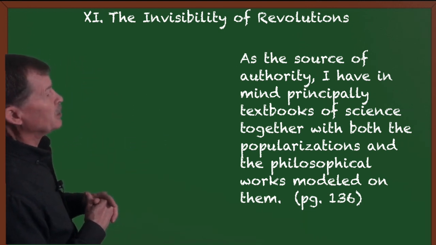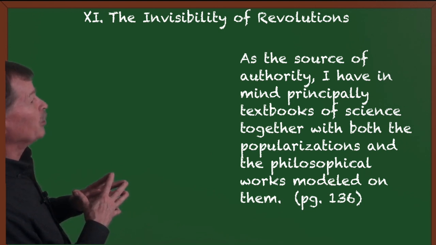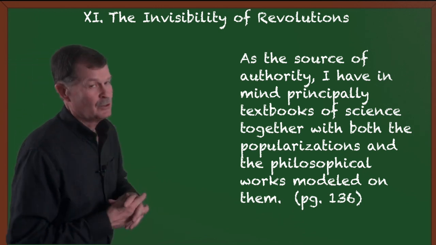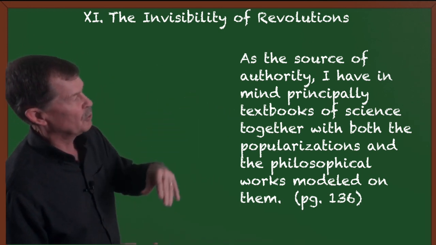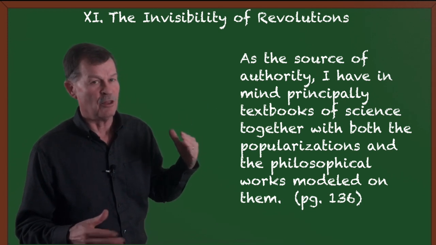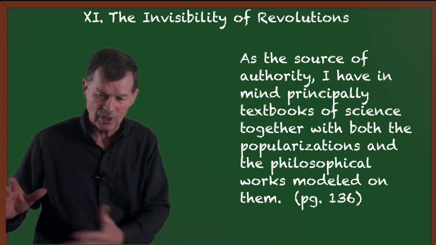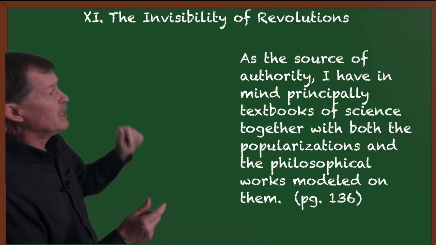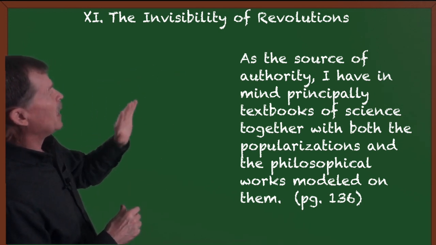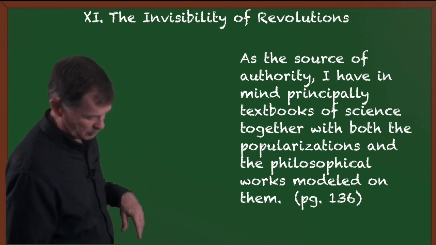As the source of authority, I have in mind principally textbooks of science, together with both the popularizations and the philosophical works modeled on them. So what was Thomas Kuhn referring to? He was referring to, in the previous quote, the source of authority, and that authority is teaching a type of science that is linear, that is successive, that does not have these revolutions. And that's why revolutions are invisible, because of the source of authority. I have in mind principally textbooks of science, together with the popularizations and the philosophical works modeled on them.